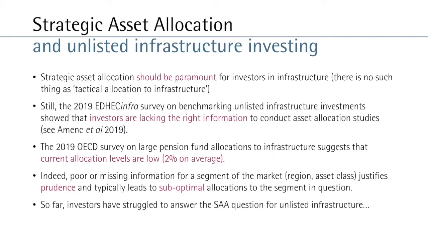In the 2019 EDEC-Infra survey on benchmarking, we showed that most investors still use absolute return benchmarks, which are, of course, pretty useless for asset allocation because they are absolute return benchmarks. And this lack of data leads to very low allocation. So if you look at the latest OECD survey of large pension plans and how they allocate to infrastructure, we see that, only looking at the large asset owners, they invest low levels of their assets in infrastructure, around 2% on average, and many of the smaller asset owners don't invest in infrastructure at all. Now, this is normal. If you cannot trust the data and you have no information about risk and correlations, you invest less because you're a prudent investor.